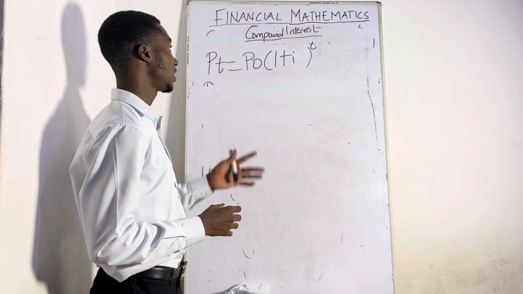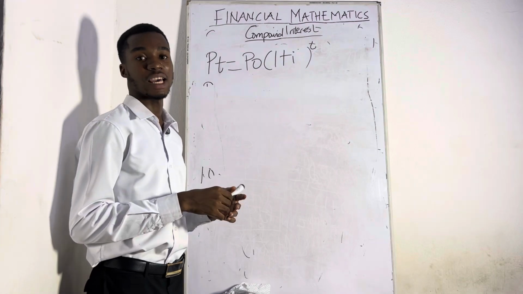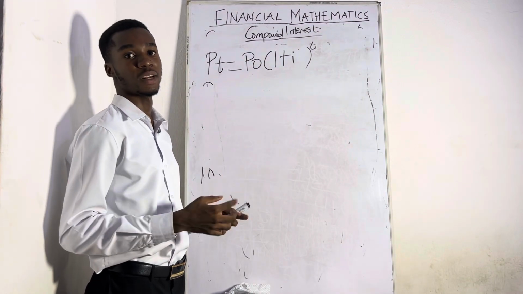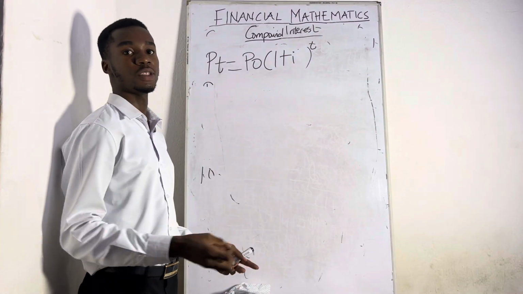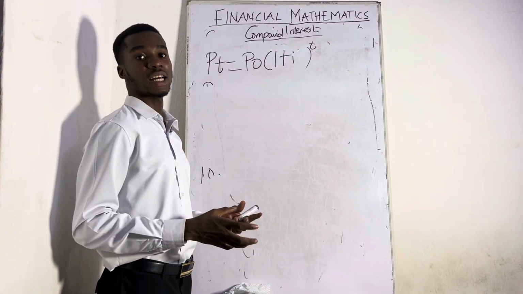Monthly compounding. Now you realize that all the examples we did were compounding yearly. What that means is that if, let's say, you're investing 10,000 cedis for like 3 years, the first year they are going to give you the interest, the second year they'll give you the interest, and the third year they'll give you the interest. But you can also decide to compound monthly.